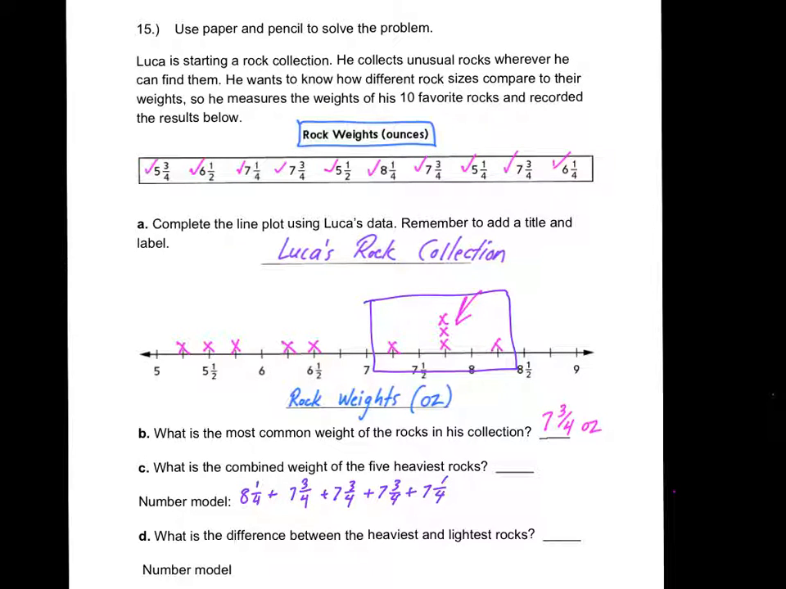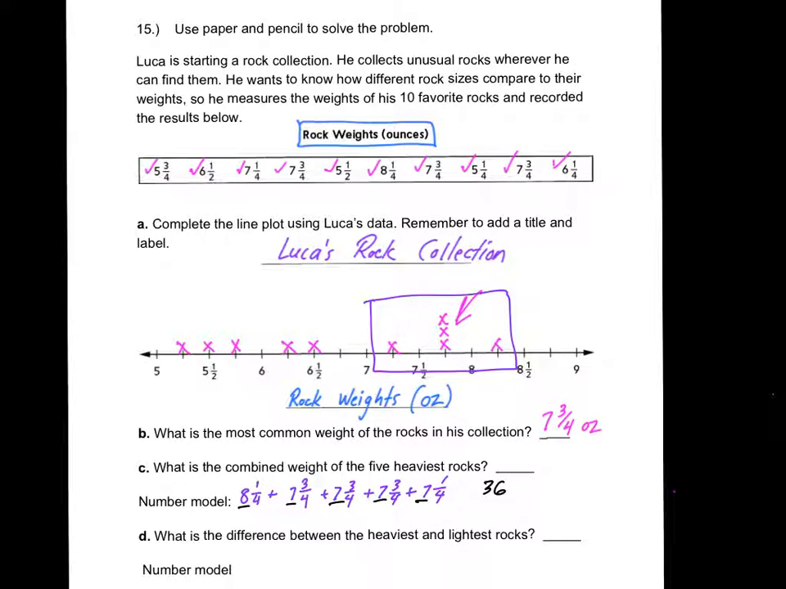Now, if you're not using a calculator, it probably makes most sense to add up your whole numbers, add up your fractions, and then go ahead and combine them all. So I'm going to first do my whole numbers. So 8 and 7 is 15. 15 plus 7 more is 22. 22 plus 7 more is 29. And 29 plus 7 more is 36. So my whole numbers equal 36.